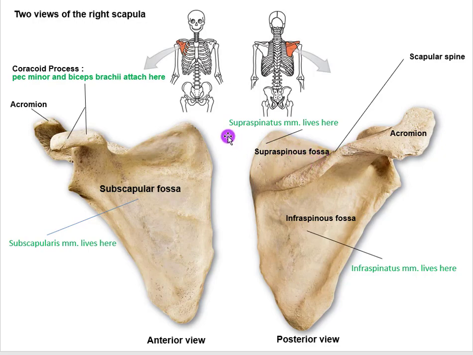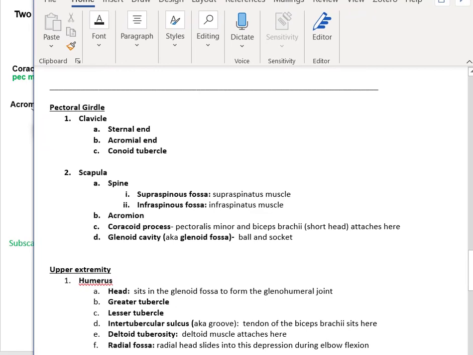What you should know for now is that the supraspinatus muscle lives here. We'll look at that muscle down the road, but hopefully this is going to make things make sense. Supraspinatus, supra meaning above, spine, muscle lives in the supraspinous fossa. Right below the spine is the infraspinous fossa, and there's a muscle that lives there called the infraspinatus muscle. And so on your bone list, I have these terms: the scapula, the spine, supraspinous fossa, infraspinous fossa.